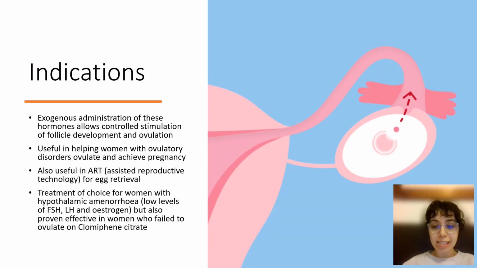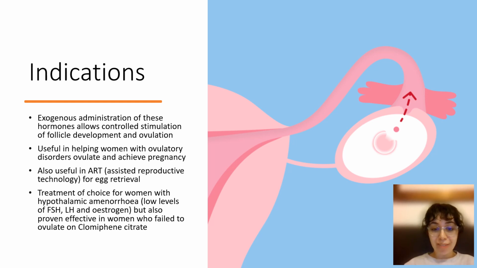So what are their indications? In other words, how can we use them in fertility medicine? The exogenous administration of gonadotropins allows us to control the stimulation of follicle development and ovulation. Essentially, it allows us to induce ovulation in women who can't ovulate by themselves in order to maximize their chances of pregnancy. In terms of ovulation induction, it's the first line treatment for women with hypothalamic amenorrhea.